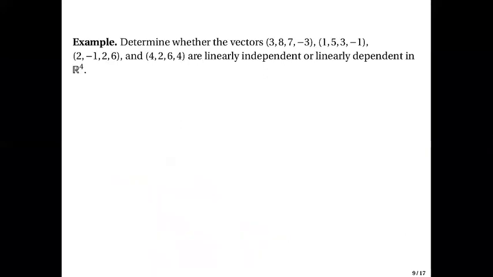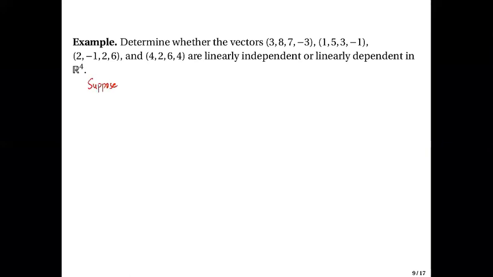Another example here. Determine whether the vectors (3, 8, 7, -3), (1, 5, 3, -1), (2, -1, 2, 6), and (4, 2, 6, 4) are linearly independent or linearly dependent in R4. Okay? So let's look at this. We want to show that this set of vectors is linearly independent or not.